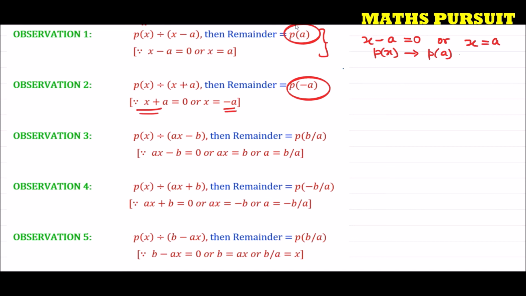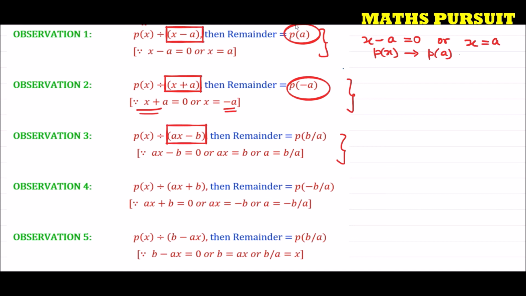Similarly, now look at observation number 3. When P(x) is divided by a linear polynomial ax minus b. These are all linear polynomials, guys. This theorem only works with linear polynomials. Without linear polynomials, this theorem will not work. So when P(x) is divided by this linear polynomial ax minus b, then the remainder that we will get is P(b upon a).